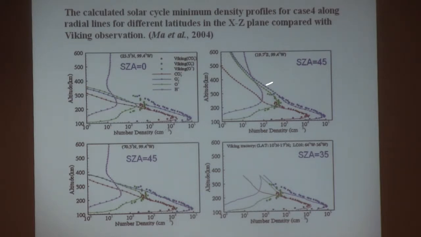In the southern hemisphere, where the crustal field is stronger, this crustal field helps to stand off the solar wind. As a result, this ionosphere can extend to a high altitude, while in this case, the ionosphere is much more compressed.